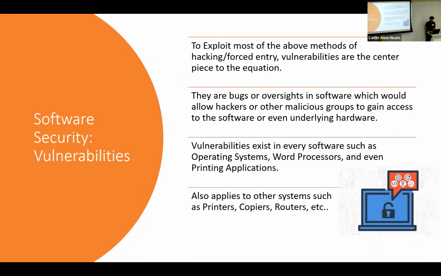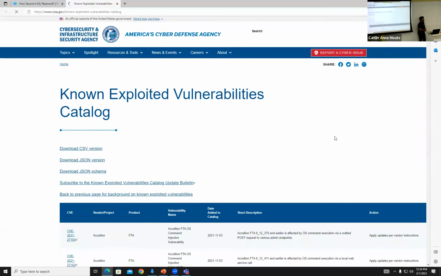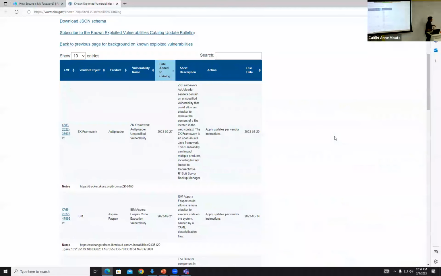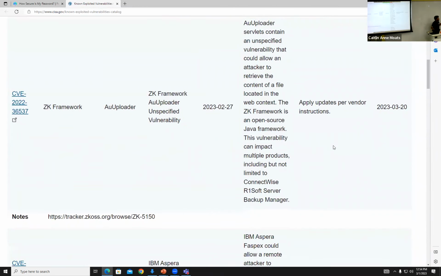To show vulnerabilities as an example, I have another demo. This is called the CISA database. It shows CVEs, which are known vulnerabilities. The reason I'm comfortable sharing this is because known vulnerabilities are either being worked on or already patched. So that means they're not very malicious anymore. They represent the minimal threat right now. And these are things that if you don't update, you may be subject to.